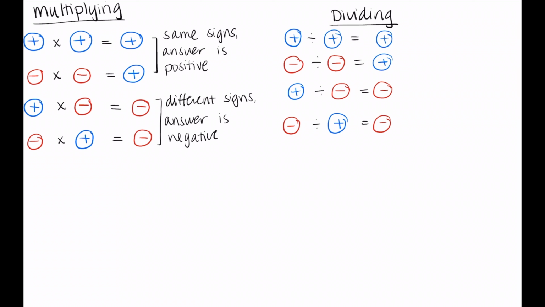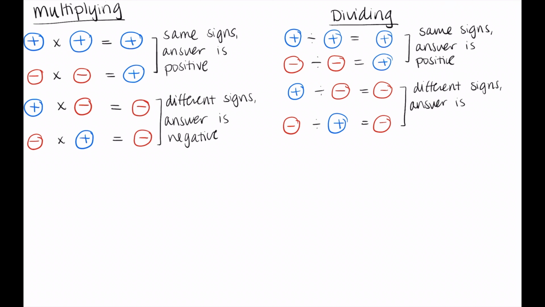So again, just like multiplying, we're going to compare our rules. And for our rules, we see that, again, the top 2, if you have the same signs, your answer is positive. And for the bottom 2, different signs or opposite signs will give us a negative answer. So the rules are essentially the same for multiplying and dividing here.